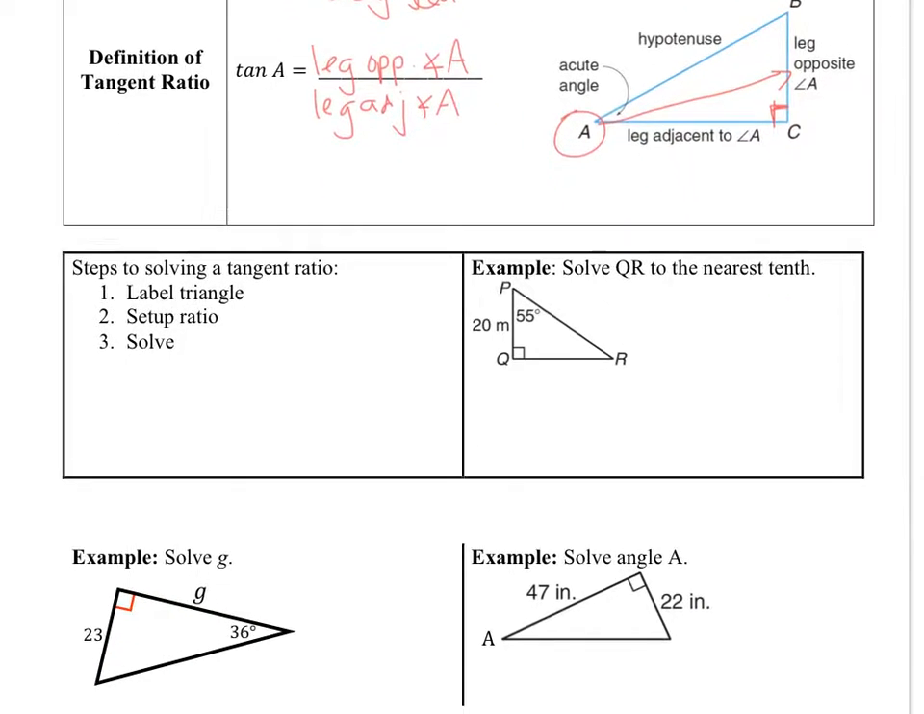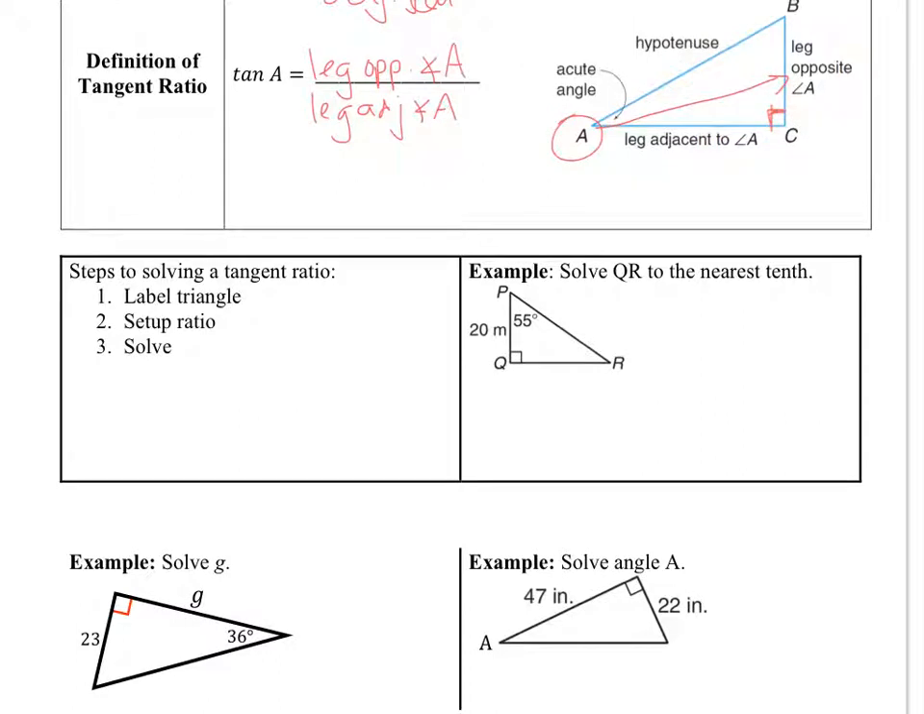Moving down here, we're going to go into some examples. I've got some steps for you. We're going to label our triangle first. So we're looking at QR here, so I'm going to go with 55. So I've got my opposite leg. This is my hypotenuse, and here is my adjacent leg.